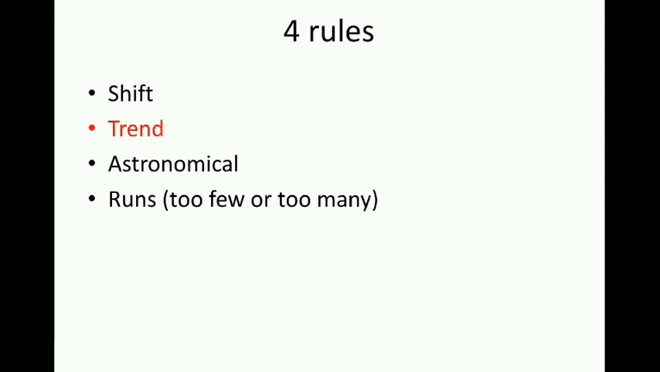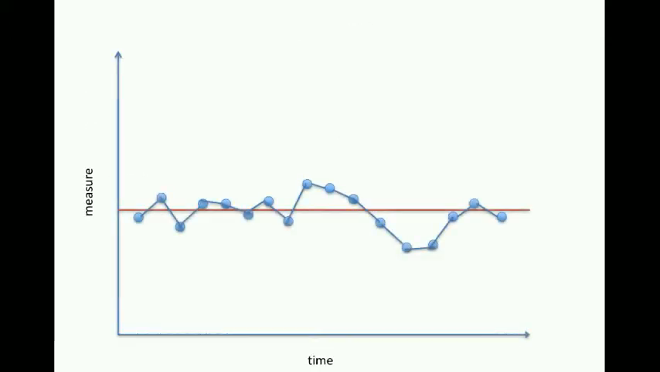Again, very simple. It's when your data points are consecutively going upwards or consecutively going downwards. It doesn't matter if they cross or don't cross the median line, but this is an indication of something not random going on. So here we have a downward trend. So there's 5 points going consecutively downwards. So for a shift, you need 6 points above or below your median. For a trend, you just need 5 points going upwards or downwards.